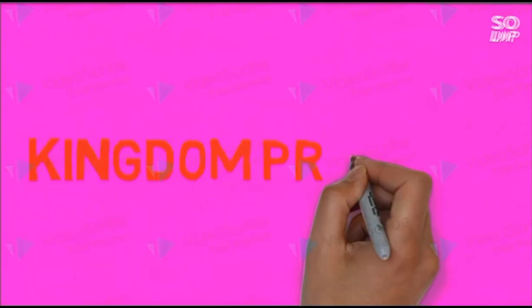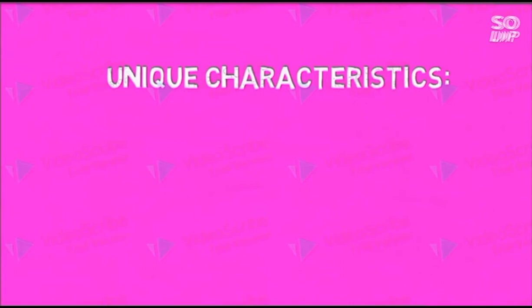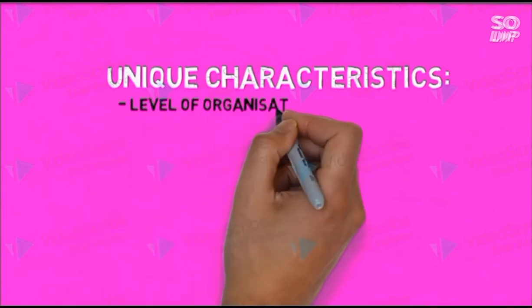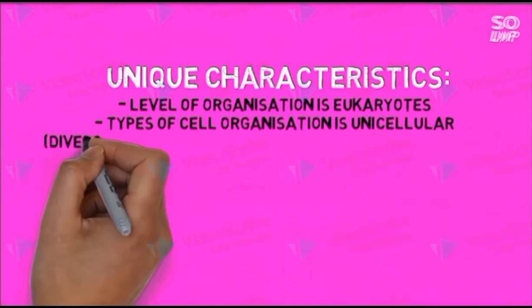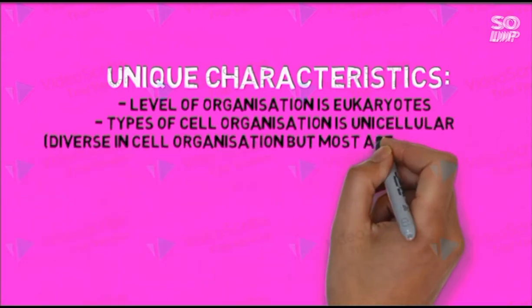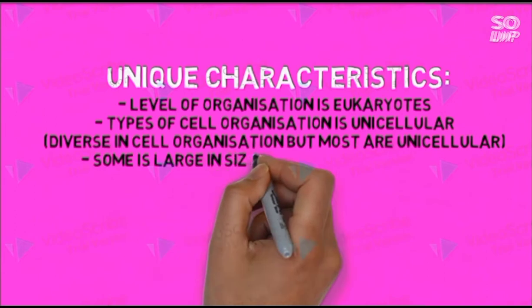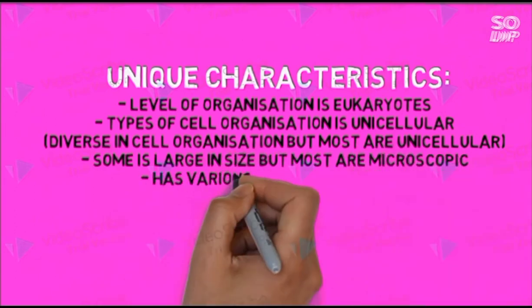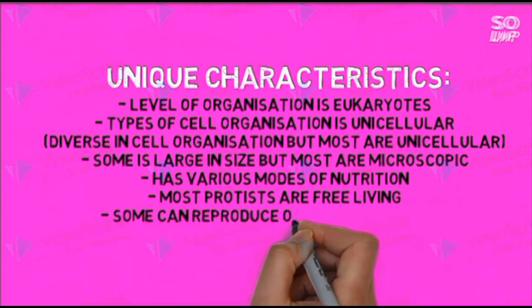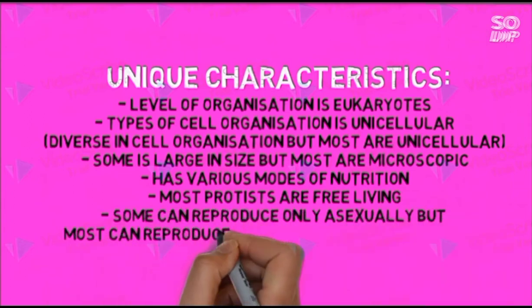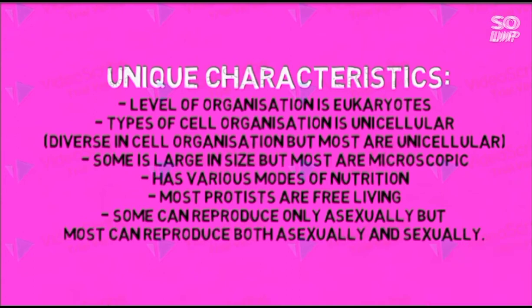Now, let's dig deep into the Kingdom Protista. These are the unique characteristics of Protista. The level of organization of Protista is eukaryotic, and the type of cell organization is unicellular. Actually, Protista are diverse in cell organization, but most of them are unicellular. Some Protista are large in size, but most are microscopic. Protista have various modes of nutrition. Most protists are free-living. Some can reproduce only asexually, but most can reproduce both asexually and sexually.